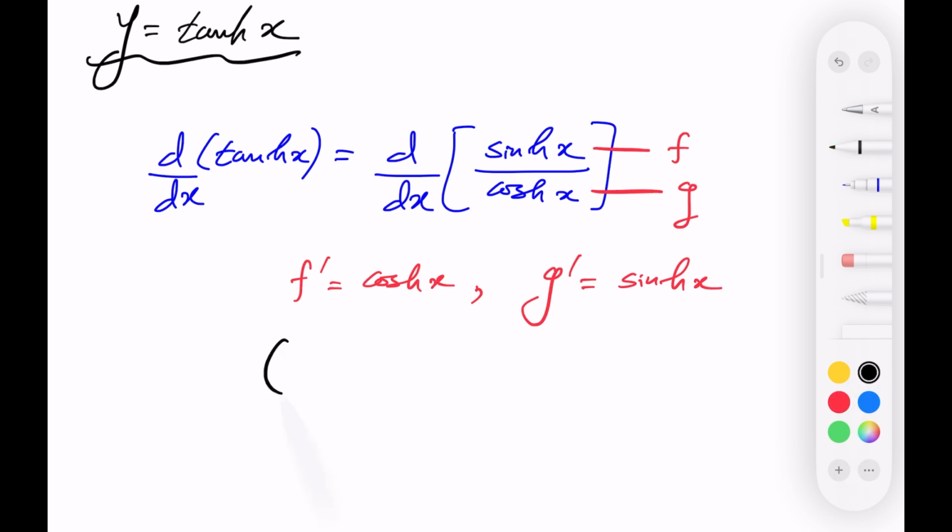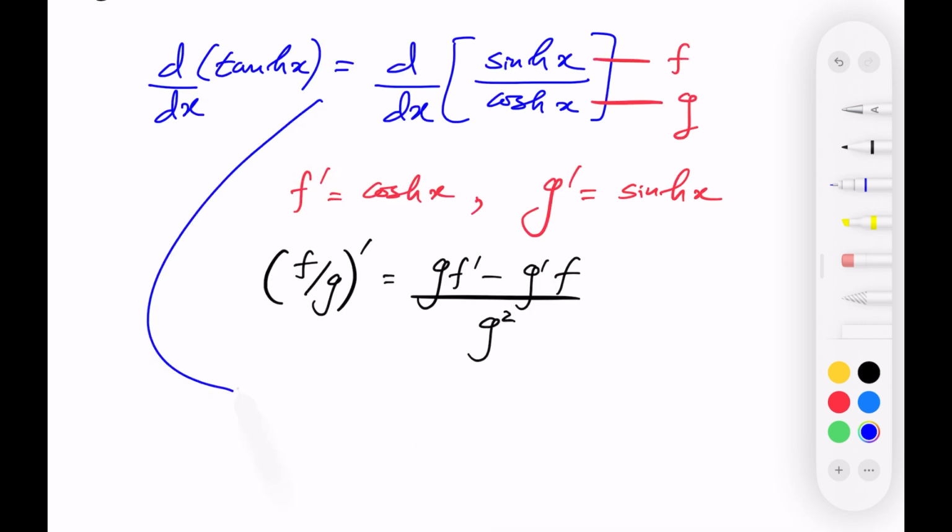So what's the quotient rule? If I have a quotient f over g to be differentiated, this is going to be equal to g times f prime minus g prime times f, all of that divided by g squared. When I apply that, in the denominator I have g squared. Since g is equal to cosh x, the denominator will be cosh squared x. The first term is g times f prime. G is equal to cosh x. F prime is also equal to cosh x. So it's cosh x times cosh x, which becomes cosh squared x.